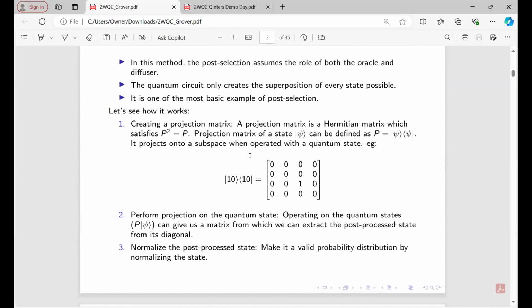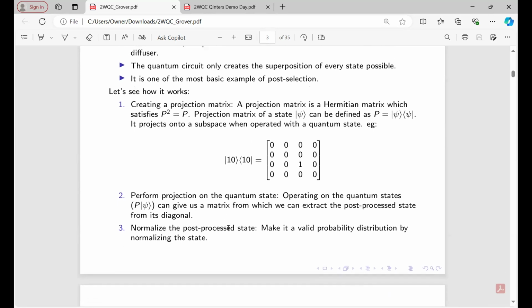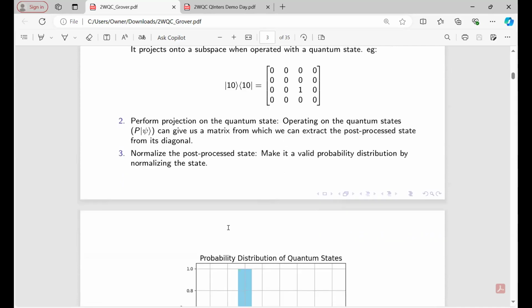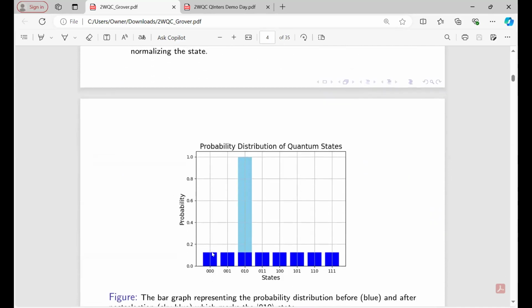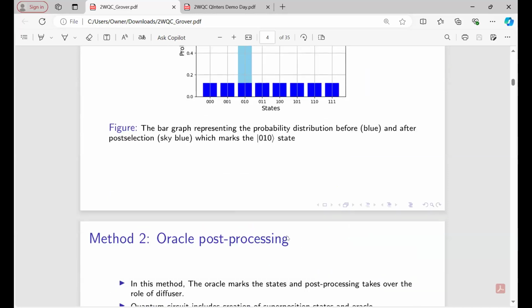Here's the projection matrix we used, a 1, 0, 0, 1.0 projection matrix onto that. This operates on the quantum states, and we can get a matrix from its diagonal, and then we normalize it to make sure all the probabilities return to 1. And here's an example of the results where we tested a 3-qubit state, and we all got around 1/8 probability for all of them, but after post-selection, it was 100% on the 0, 1, 0 state.